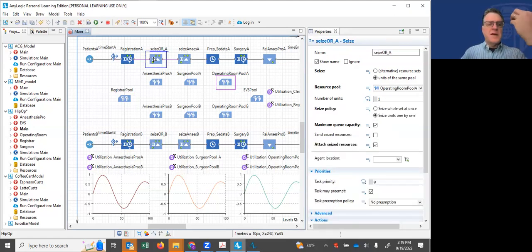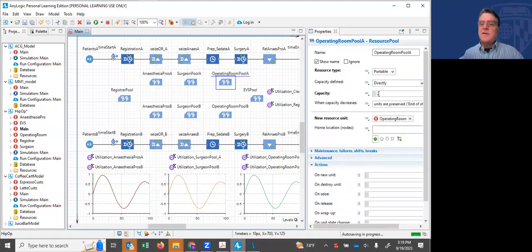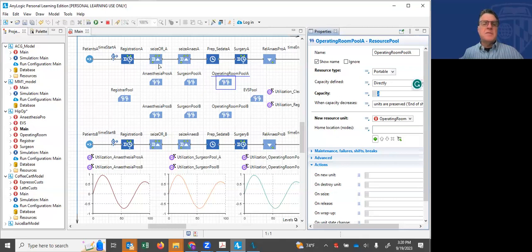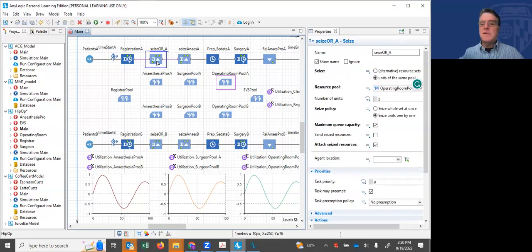So we basically are now registered and waiting for an OR. And we're going to seize one OR from this so-called operating room pool A. So let's have a look at operating room pool A. There are two ORs in here. There they are. And basically, you grab one after one becomes available, and then you're going to go in there. So we're attaching that operating room to the patient as they go in.